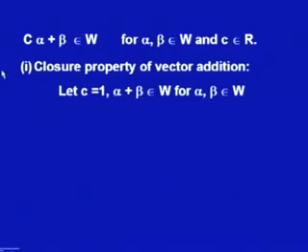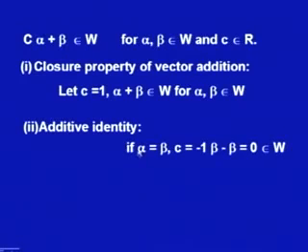So, the first thing is the closure property. If I take C equal to 1, because this property is satisfied for all C belonging to R, in particular if C is equal to 1, then alpha plus beta belongs to W for alpha, beta belonging to W. If this property is satisfied for all C, then it will be satisfied for C equal to 1, and this amounts to the closure property of vector addition in W. So, alpha plus beta belongs to W for all alpha, beta belonging to W. So, this property is implied.